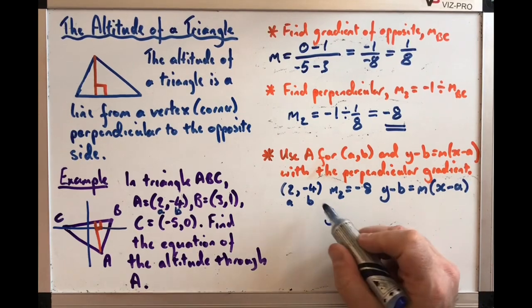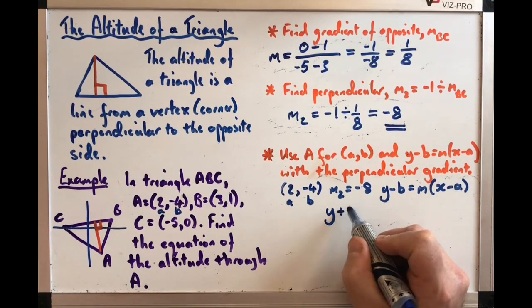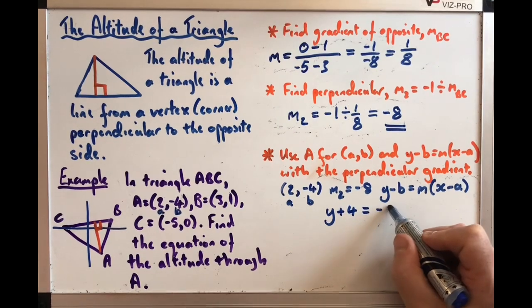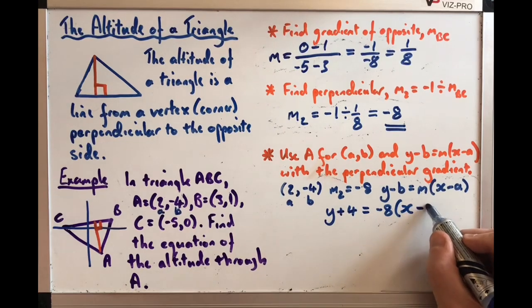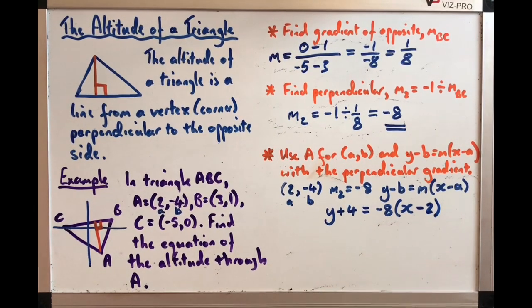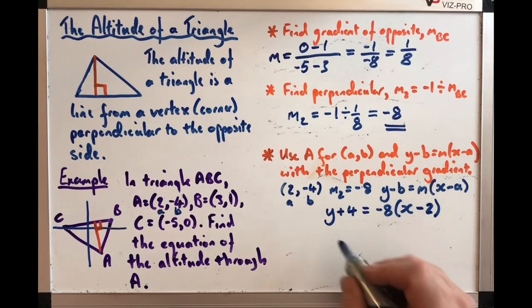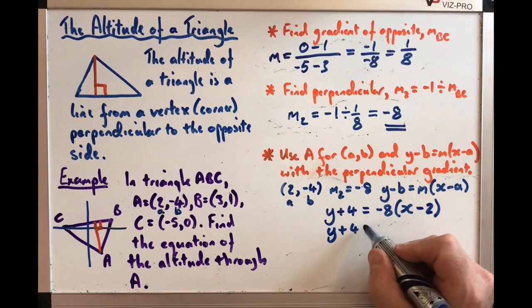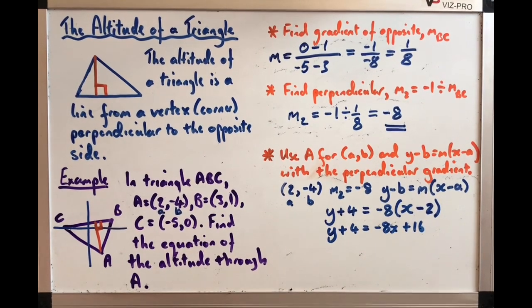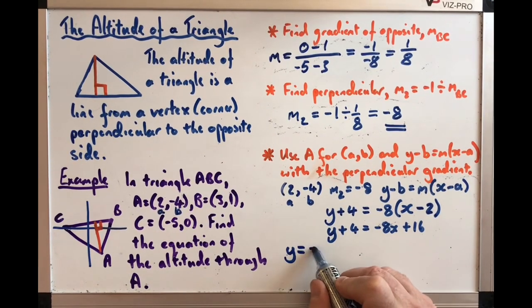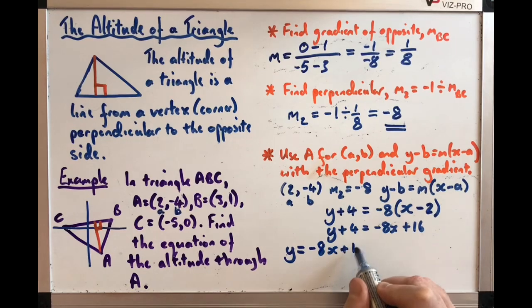So, y, now minus -4 is plus 4, equals the gradient, minus 8, times (x minus a), which is minus 2. Can't leave it like this, we've got to tidy it up. So, y plus 4 equals minus 8x plus 16. Now, we can either use y equals mx plus c form or take everything onto one side. If you do the y equals mx plus c form, that's going to be taking 4 off each side, so it's y equals minus 8x plus 12.